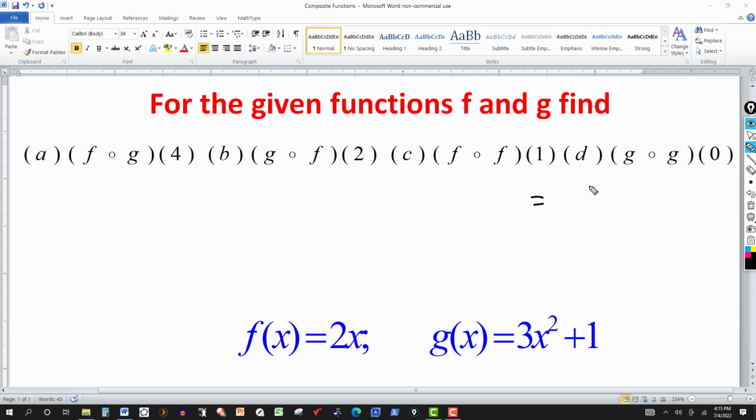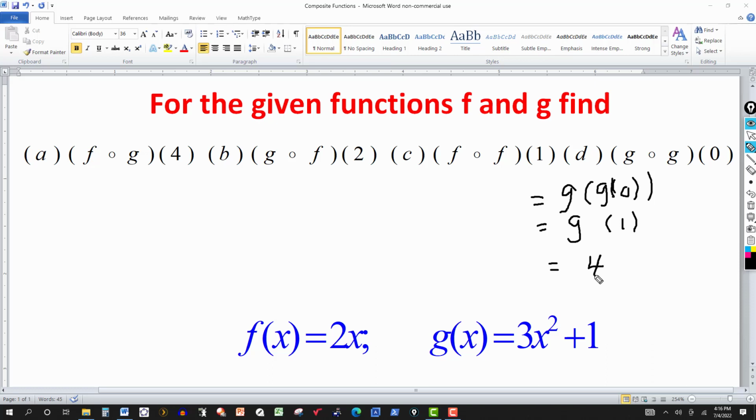And go to the next one, the last one here, again, g composed of itself. G composed of g. G composition g. So this can be written as g evaluated at g of 0. So this is going to be g of, then we go to the g function. G of 0, put a 0 where the x is. You've got 3 times 0 squared plus 1. This is 0, so this is going to be 1. And then we go again to the g function. Now this is a 1 here, evaluated at a 1 here. So put a 1 where the x is. 1 squared is 1. Times 3 is 3. And then 1 more is 4.